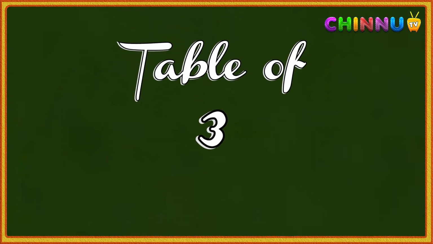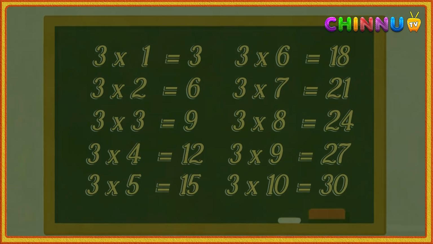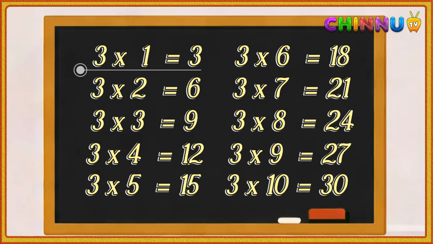Let's learn the table of 3 one more time. 3 ones are 3. 3 twos are 6. 3 threes are 9. 3 fours are 12. 3 fives are 15.